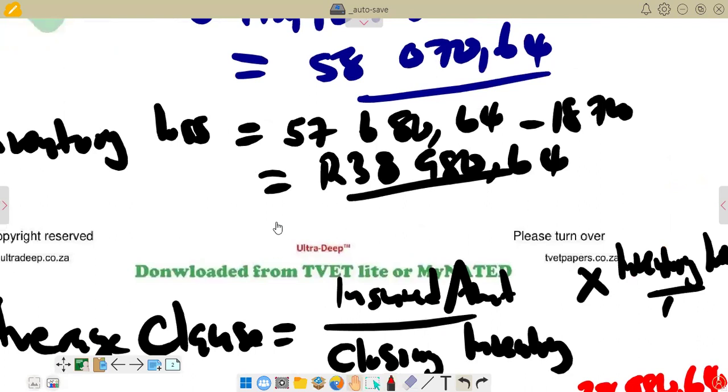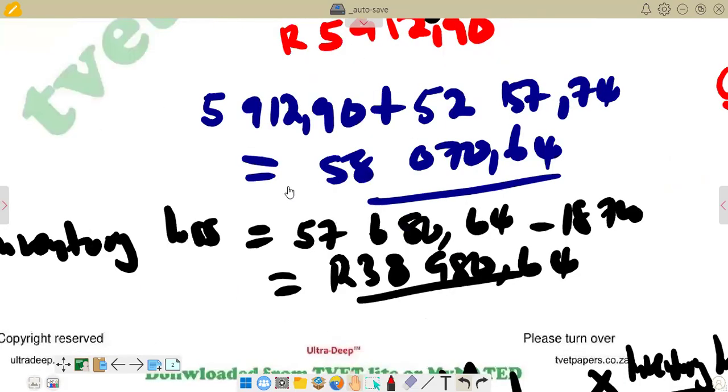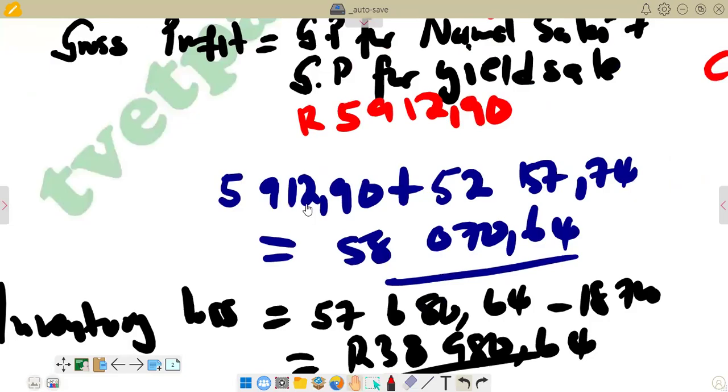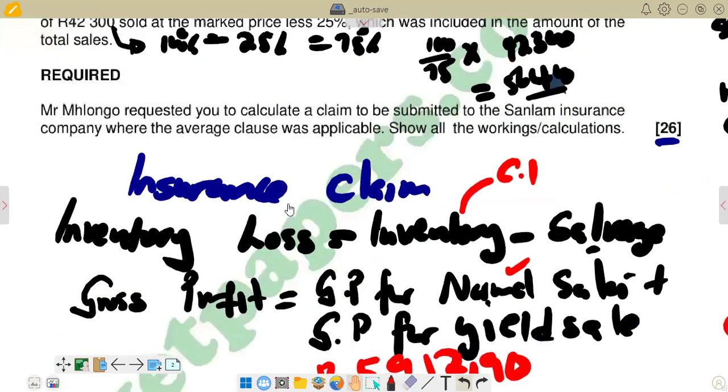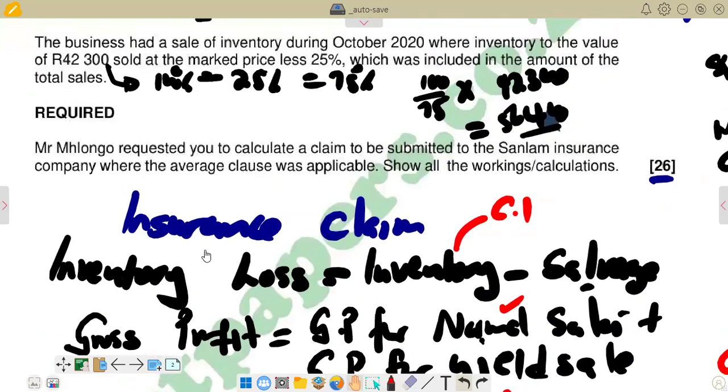So this is what we have, guys, according to the requirements of the question. If you go back to the question, you would see that that was exactly what it was asking. The question is saying, Mr. Mskong will request you to calculate a claim to be submitted for the Sanlam Insurance Company where the average clause was applicable. Show all the workings and calculation. So we've solved all the workings according to the requirements of the question.